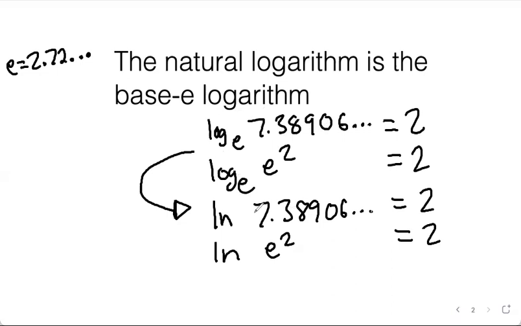Yeah, so ln is just like a shortcut, a super quick way of writing the natural logarithm, of writing the base e logarithm.